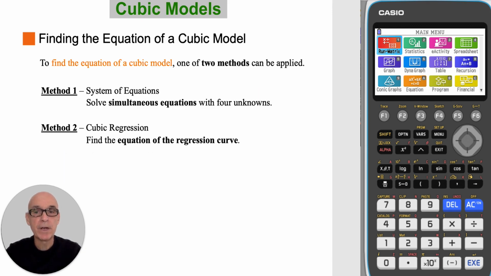To find the equation of a cubic model, one of two methods can be applied. Either method 1, using a system of equations. We will solve simultaneous equations with 4 unknowns. Or method 2, using cubic regression, where we will find the equation of the regression curve.